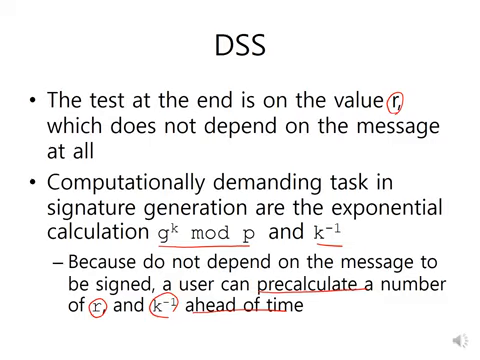So this is a very good and beneficial point for the DSS standard. Because of this feature, we can save time in signature generation compared to RSA or other signature generation algorithms. And this is one of the key advantages of the DSA.